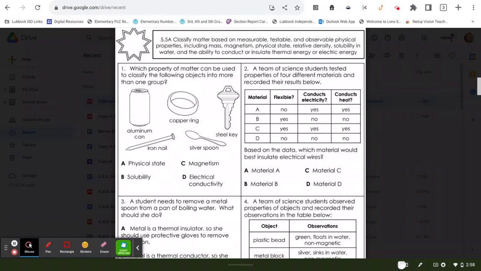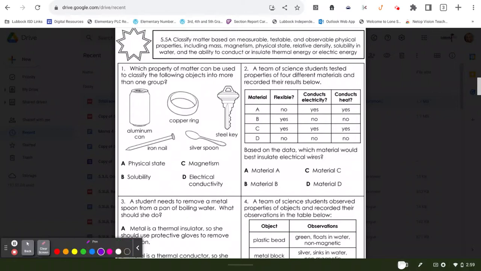This is from the very beginning of the year when we were classifying matter based on different things, like properties of matter, mass, magnetism, physical state, relative density, solubility, insulators, conductors, those things. So, let's see what it says on number 1. Which property of matter can be used to classify the following objects into more than one group? So, they're saying they want to split the group.